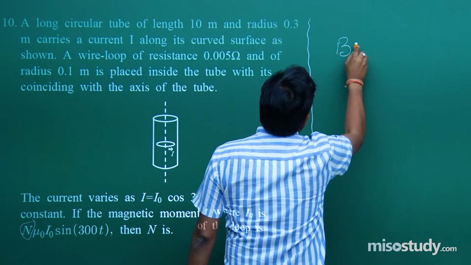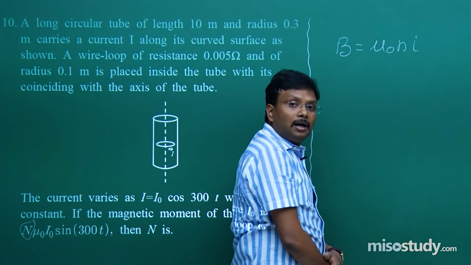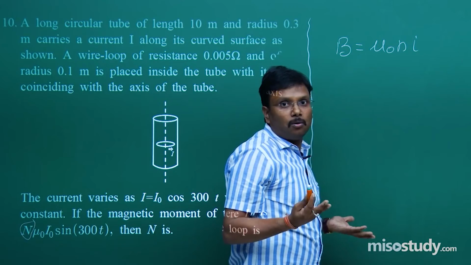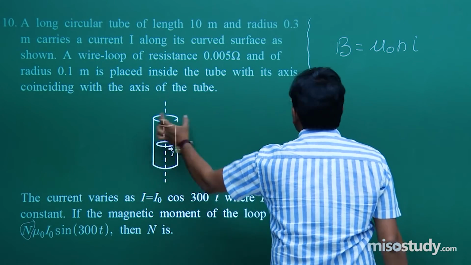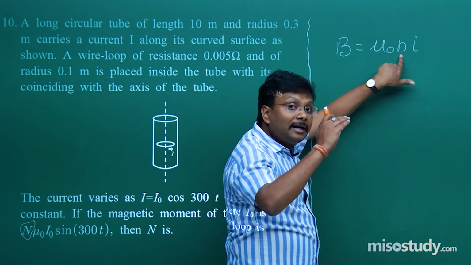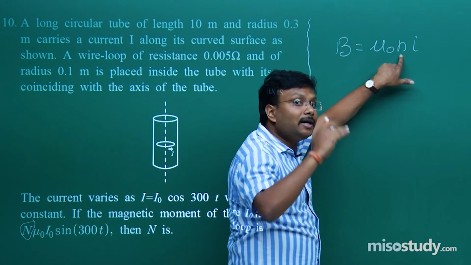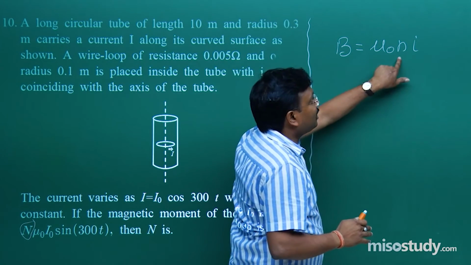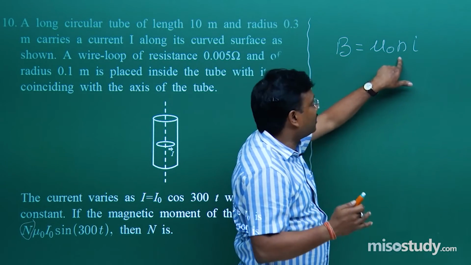B is equal to mu naught N I. Why am I writing like this? Who gave me the right? I simply imagined this tube as a solenoid. So now I can write it like this, where small n is capital N upon L, the number of turns per unit length. Fine.